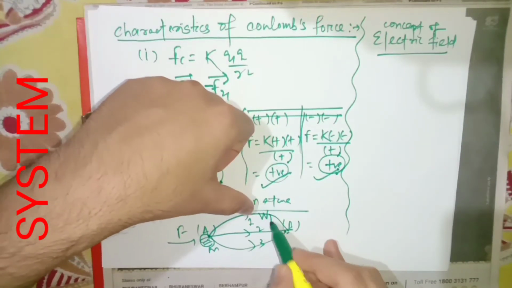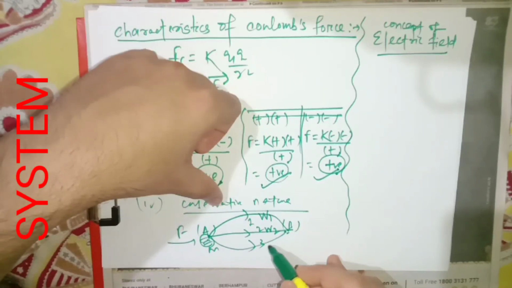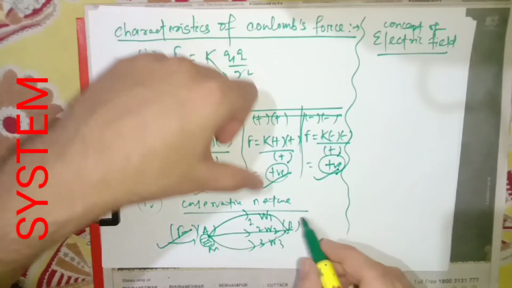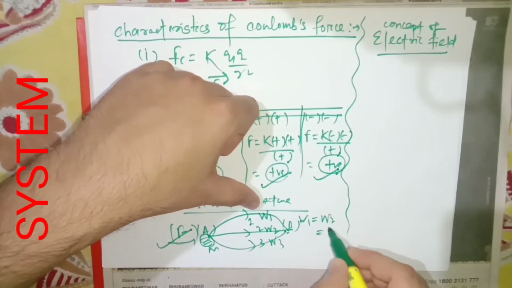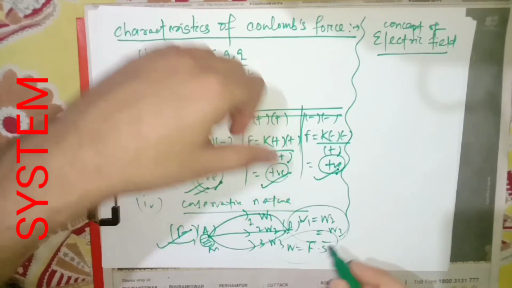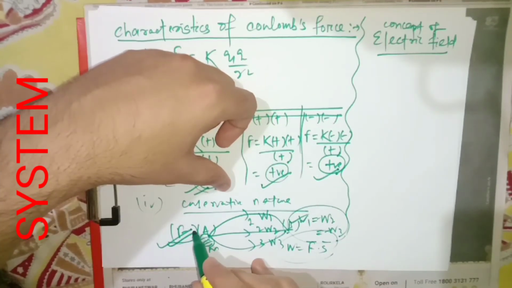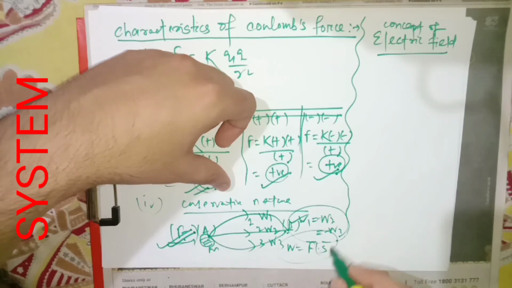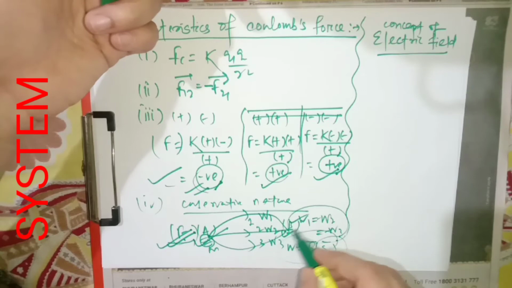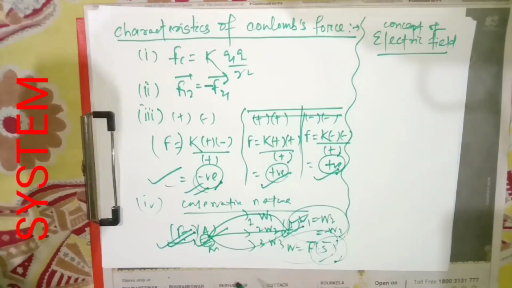In path 1, work done is W1. In path 2, work done is W2. And in path 3, work done is W3 by the external force. It is said to be a conservative force if W1 equal to W2 equal to W3. And we know that work done equals force into displacement, F dot S. If all the work done are equal, it clearly indicates that the work done by the conservative force does not depend upon the path traveled, but only depends upon the initial and final points. So this is called the conservative nature of force, and Coulomb's force is conservative in nature.